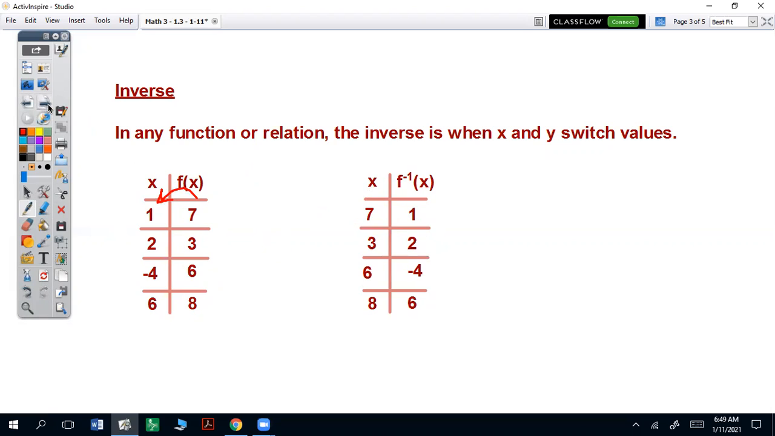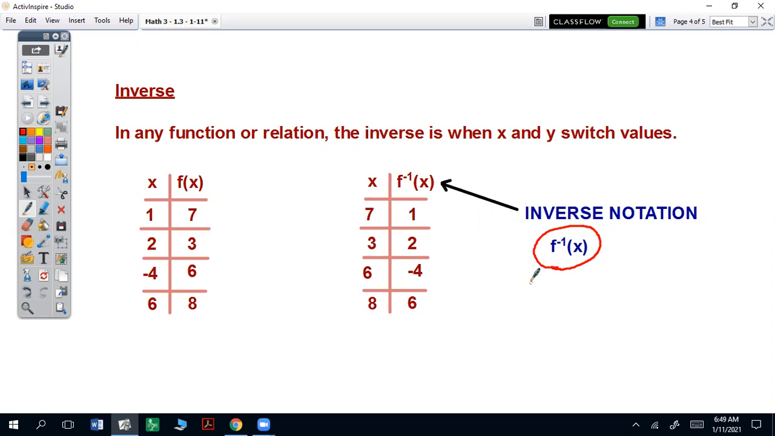So when you get to questions like that, when you see this notation here, that doesn't mean raised to the negative first power. That's simply the notation for inverse. So whether it's f of x, g of x, h of x, that little -1 up there is telling you, I want to know what the inverse function is.